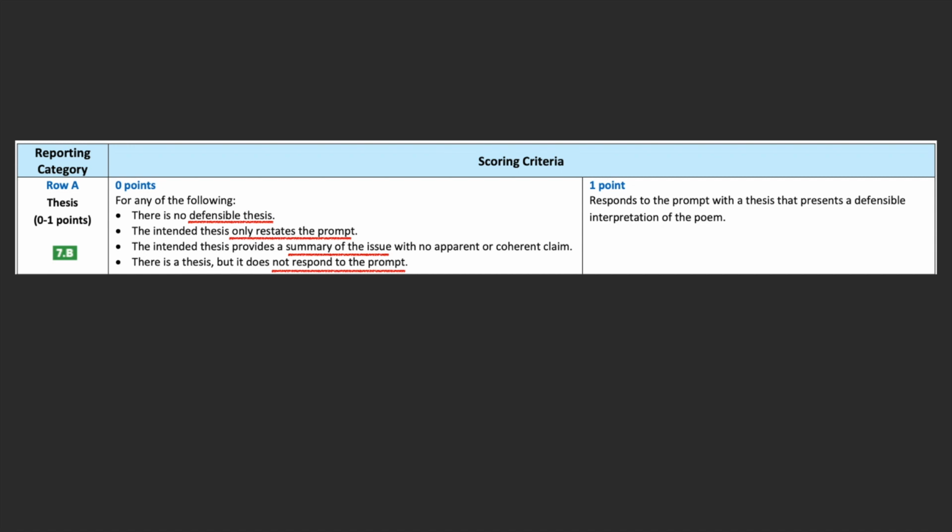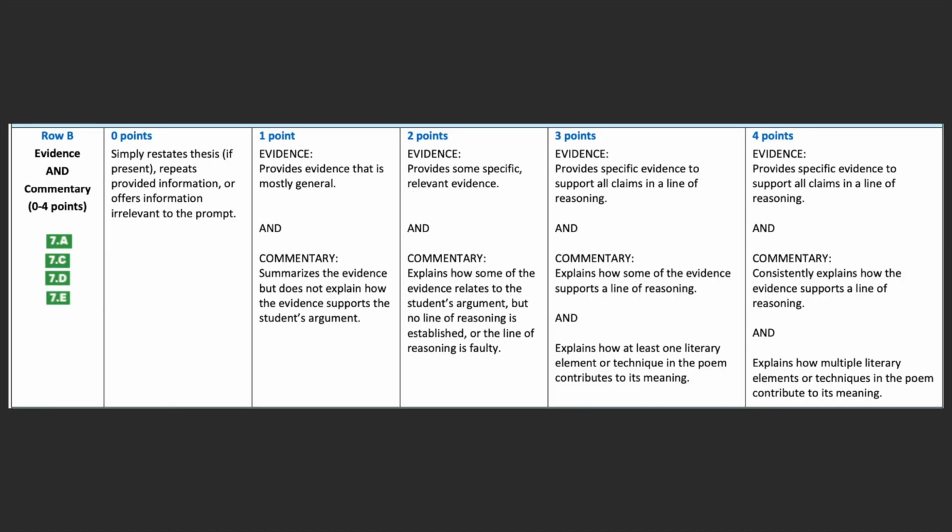And go from there. Okay, the second part is the evidence and the commentary, right? And there's a lot of stuff going on, and you can see that you have rows here. First off, you get 0 points basically for repeating what's there, and offering no real information.